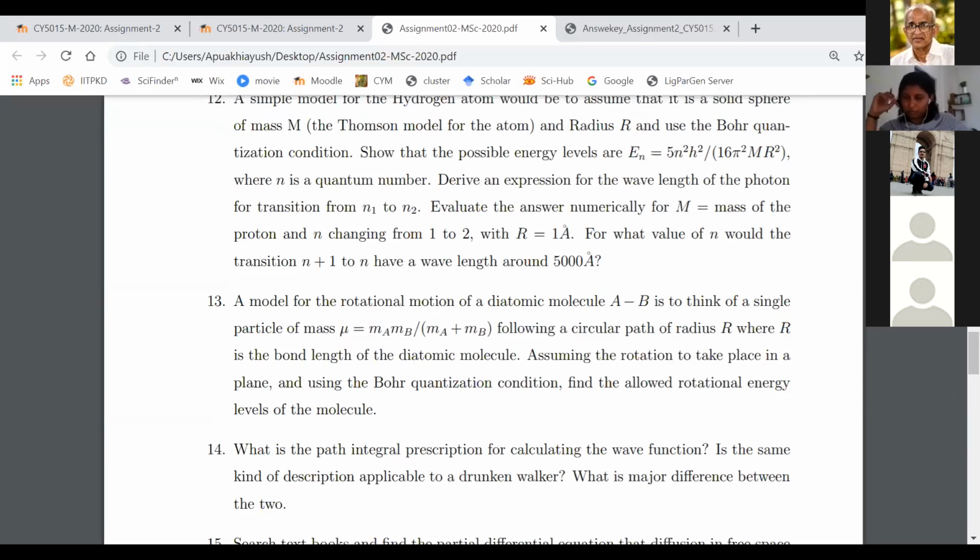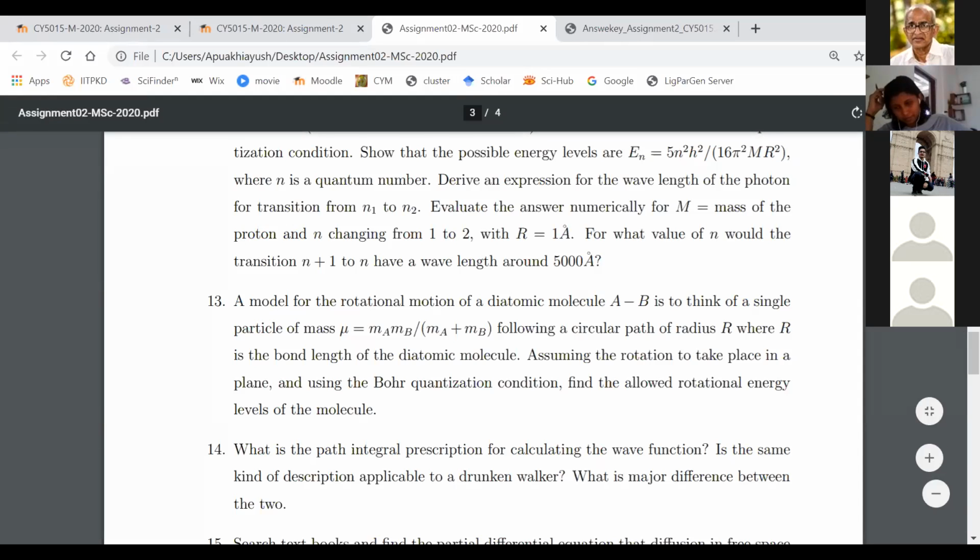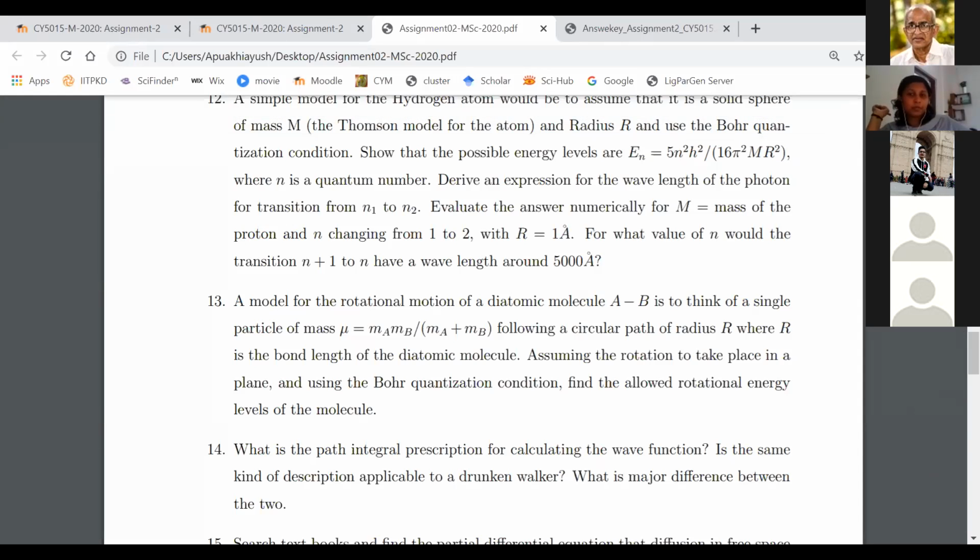So for such a particle going around in a circle of radius r about the origin, the moment of inertia is its mass into r square. As far as this model for the diatomic molecule is concerned, the moment of inertia will be mu r square, which is Ma into Mb divided by Ma plus Mb, into r square. That is the moment of inertia, and therefore you can use the same procedure as in the case of the Thomson model and get an expression for the allowed energy levels. So Aparna, you can continue.